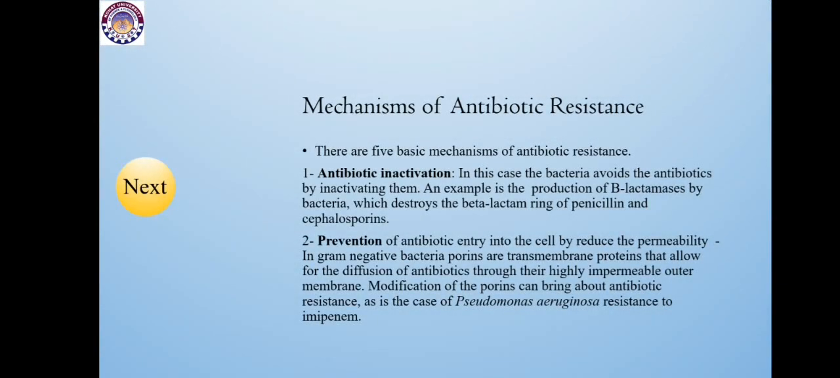Moving toward the next slide, we have the mechanism. Now we know what is antibiotic resistance, but we have to know how bacteria develop this resistance against the antibiotics. There are 5 mechanisms of antibiotic resistance. The first one is antibiotic inactivation. The bacteria have the ability to inactivate antibiotics by releasing some enzymes, as we have the example of beta-lactamase.